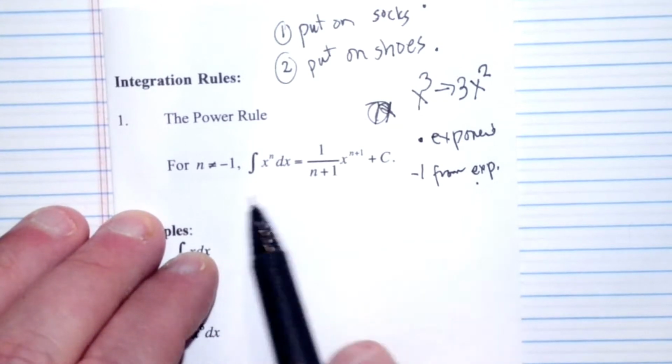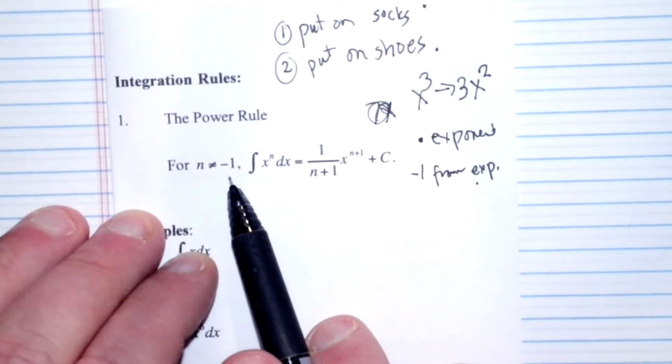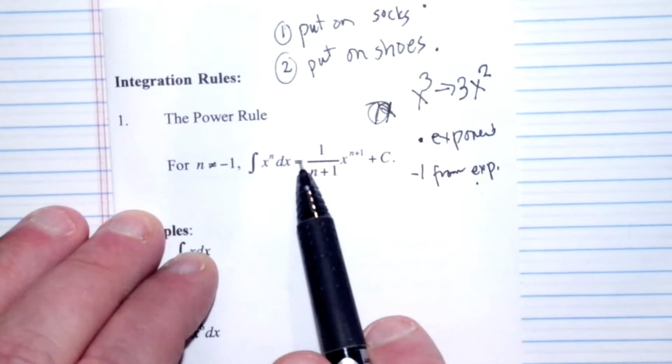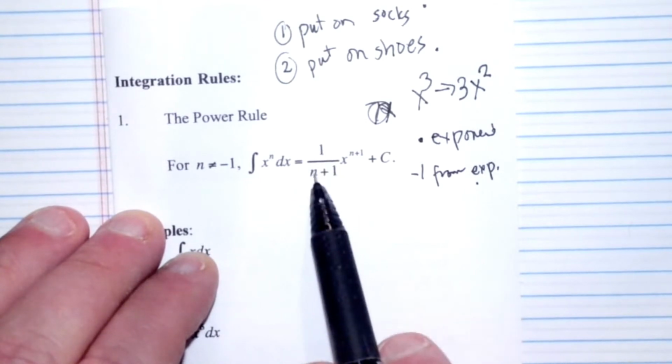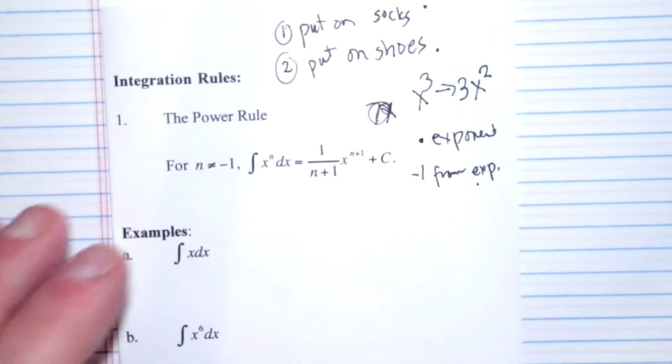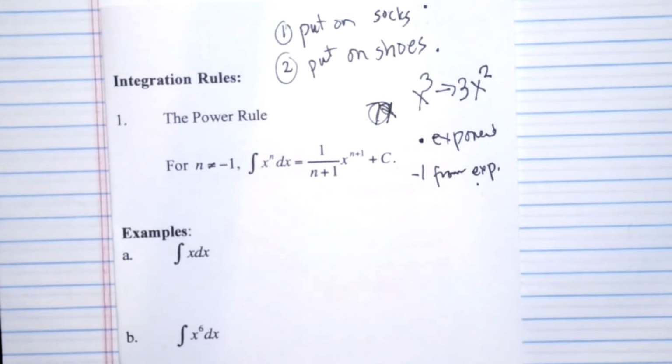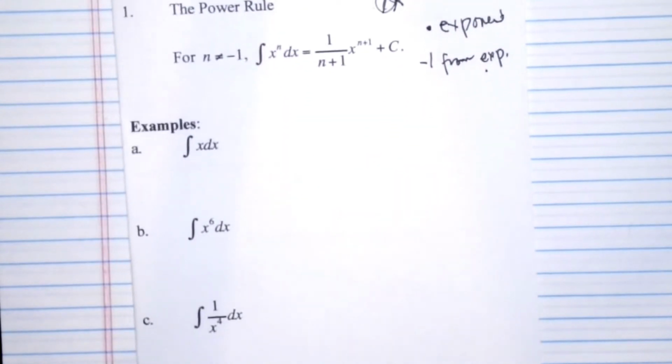Now, this works as long as n is not equal to negative 1. I think you can see that if n were equal to negative 1, you get 1 over 0, which isn't really going to be the answer we're looking for. So let's try some examples.